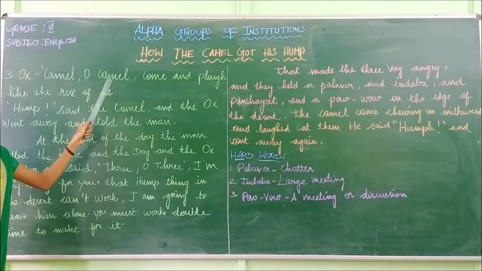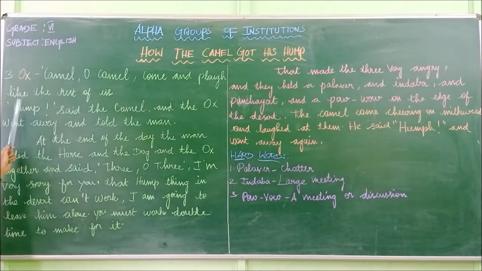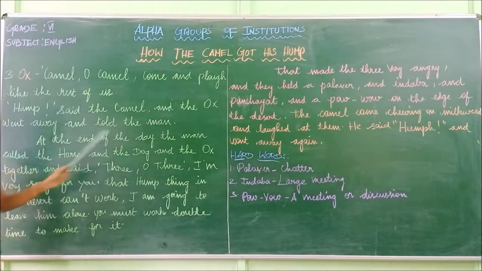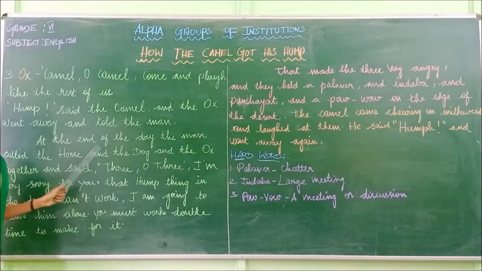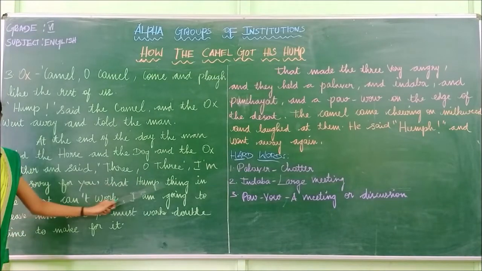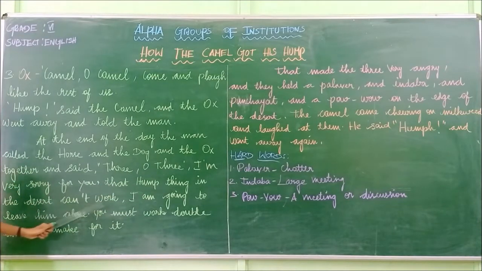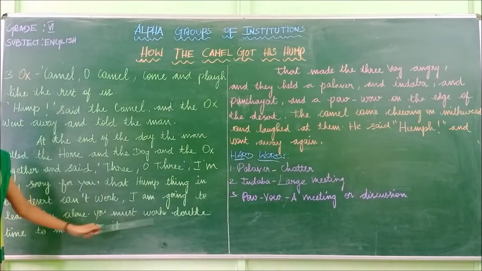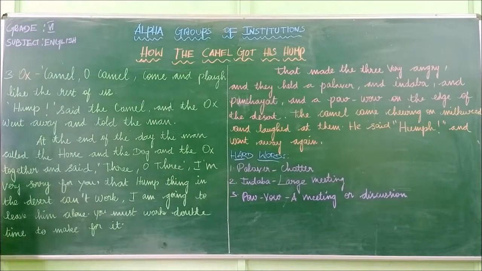Ox, camel, oh camel, come and plough like the rest of us. "Hump," said the camel, and the ox went away and told the man. At the end of the day, the man called the horse and the dog and the ox together and said, "Three, oh three, I am very sorry for you. That humping in the desert can't work. I am going to leave him alone. You must work double time to make up for it."